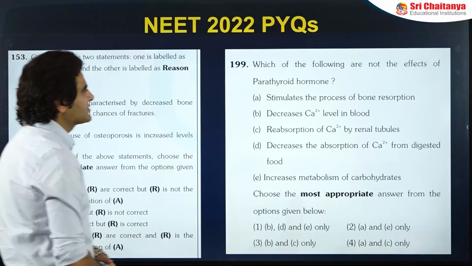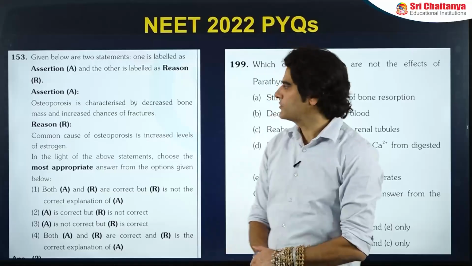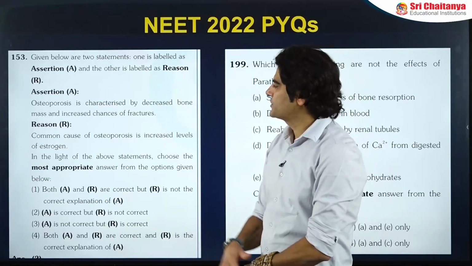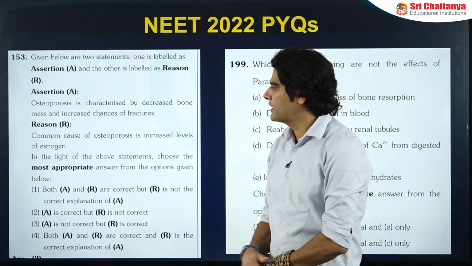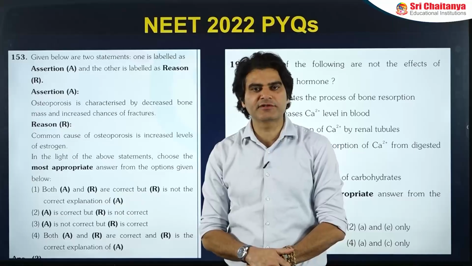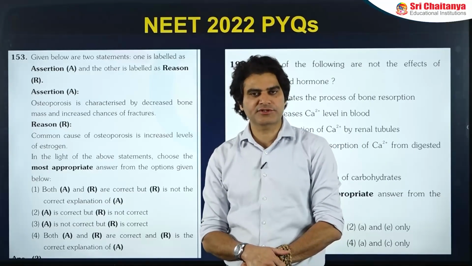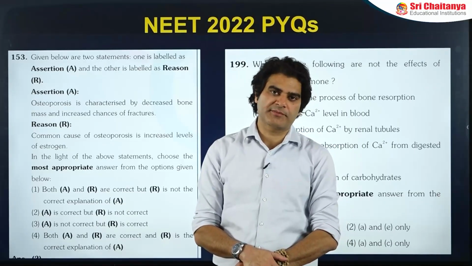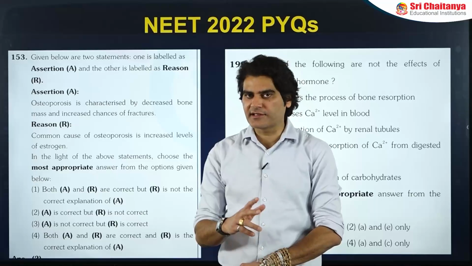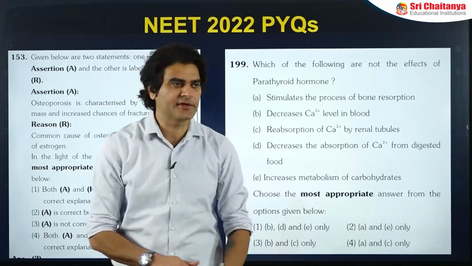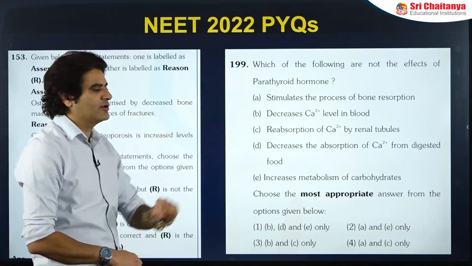Going forward, in NEET 2022, again we had two questions from this chapter. Given below are two statements, one is assertion, other is reasoning. Now I included this question here, even though this can also be considered as a question from movement and locomotion chapter, but then it is related to the other question that appeared in the same year, parathormone action.